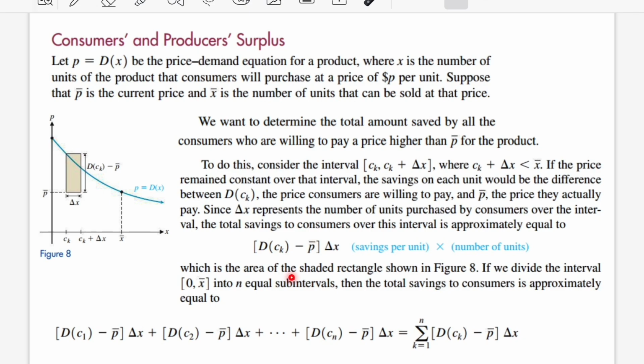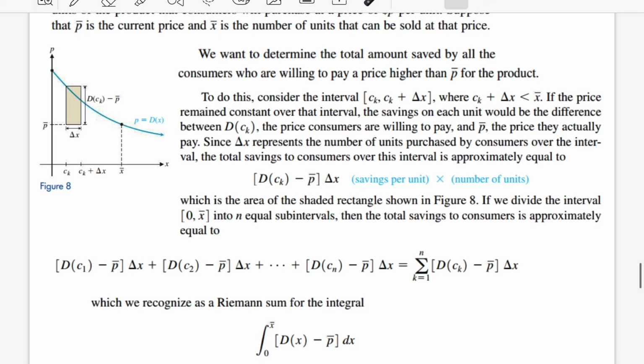Now notice this is going to be the area of this shaded rectangle in this figure. And so if we divide this interval into n equal subintervals, then the total savings to consumers is approximately equal to this sum. Now notice, this is just the sum of all of these differences times our number of units purchased by consumers over this interval. Now notice, this is the same as the Riemann sum for this interval. Okay? So this is how we're going to define our consumer surplus.